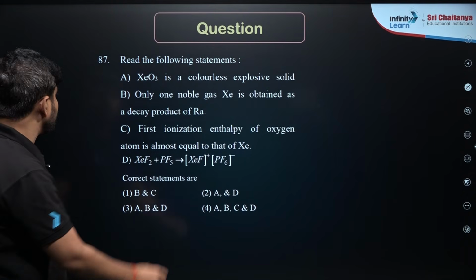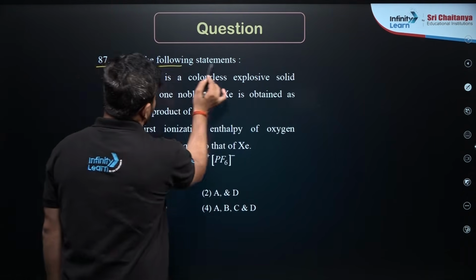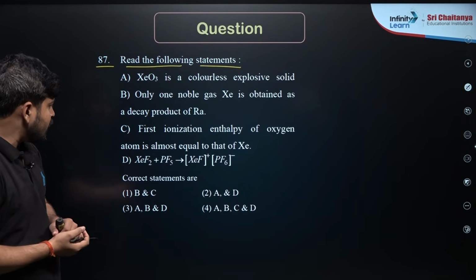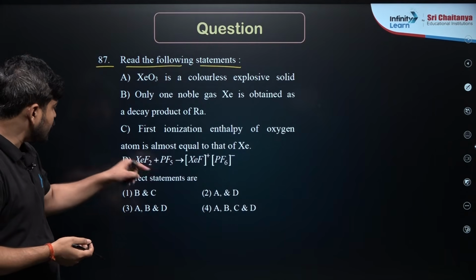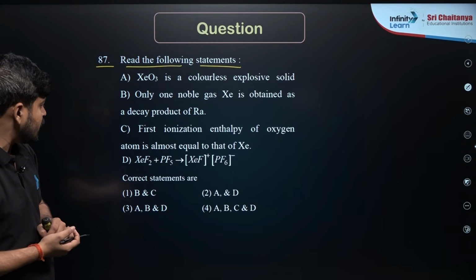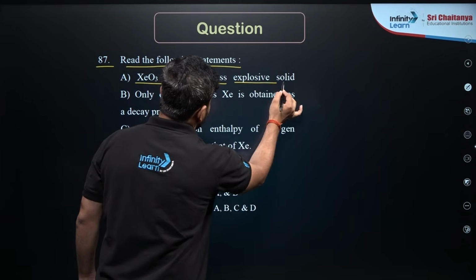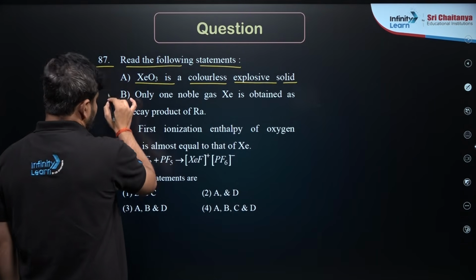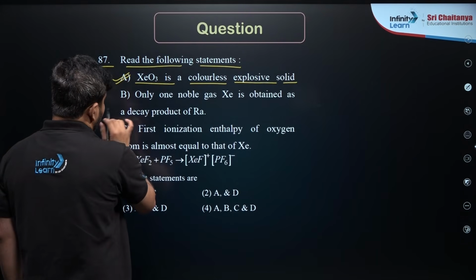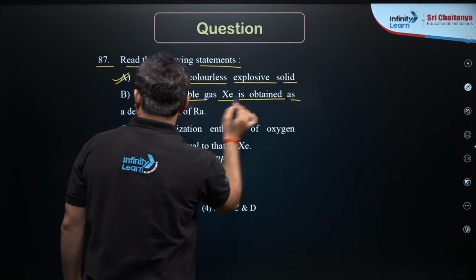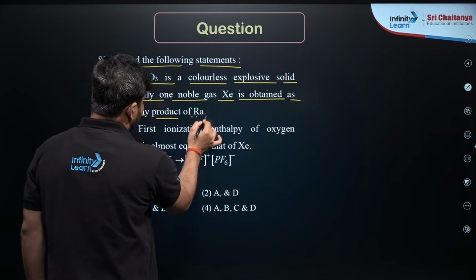Now I am coming to the next one, 87. Read the following statements. Some statements are given, you have to read all of them and select the correct statement. So here XeO3 is a colorless explosive solid. Okay, this is correct. And after that, only one noble gas xenon is obtained as a decay product of Ra.